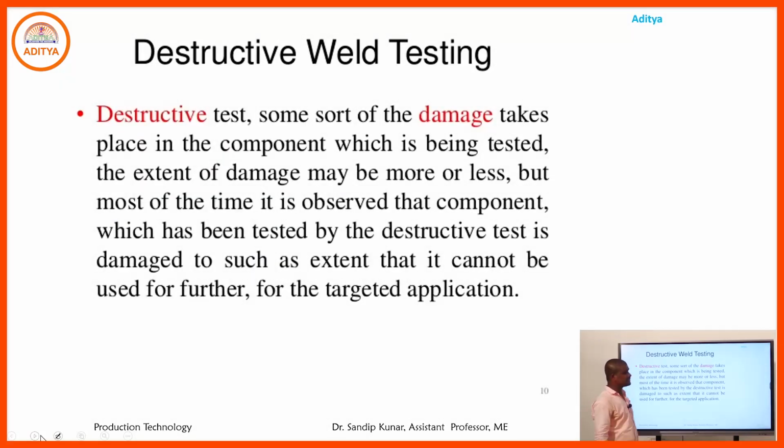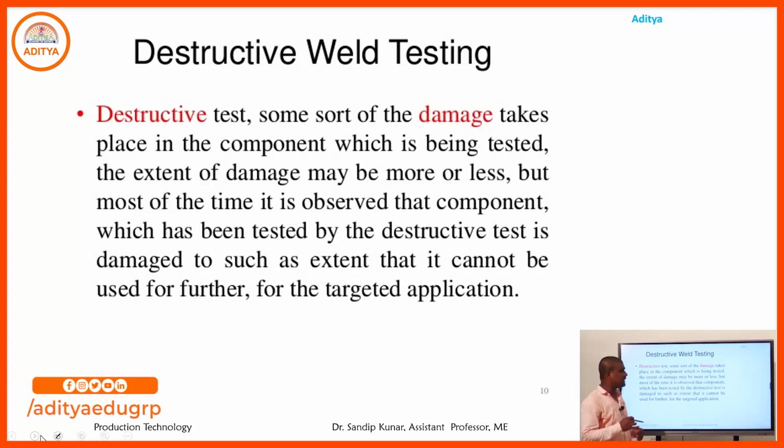Now destructive type weld testing: here we damage the workpieces and also damage the weld joints. By breaking the welding joints and workpieces, we get some quantitative data, and based on that we decide whether the weld surface is good or bad, or whether the strength of the weld is good or bad. Using that data, we can take the information from destructive weld testing.